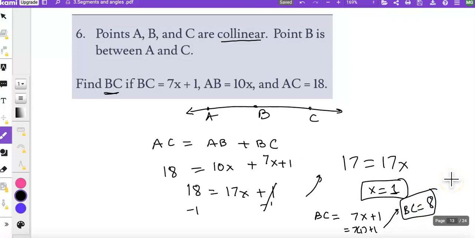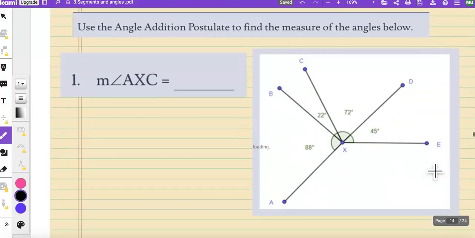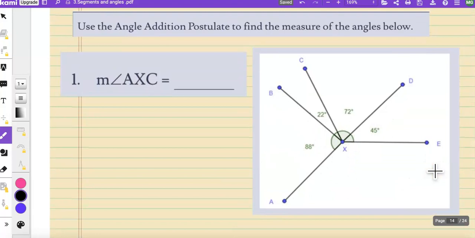Alright. Okay, let's see, do we have any other problem? Yes. We have some more problems. In this we will use the same concept, our angle addition postulate, to find the measures. It is asking you to find the measure of angle AXC. So where is AXC? This is your A. I can see this A over here, X is over here, and C is over here. Okay. Awesome. Now it's kind of clear for you. This means this is the whole measurement it's asking from you.